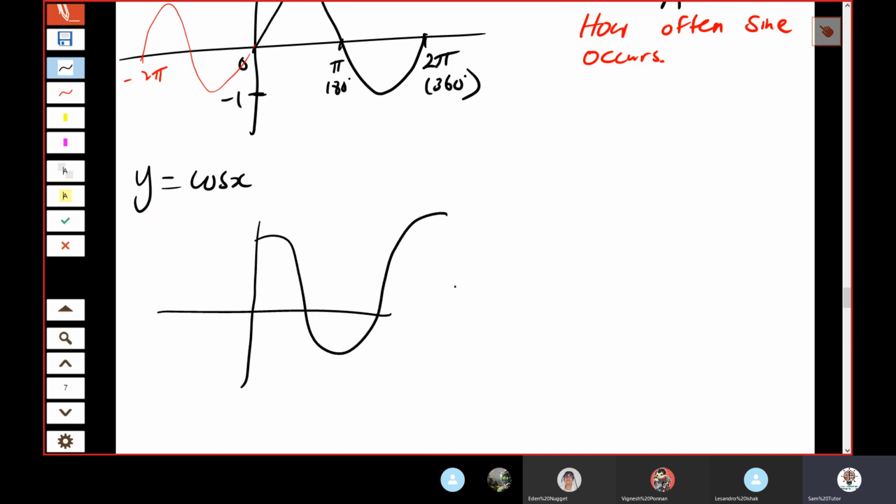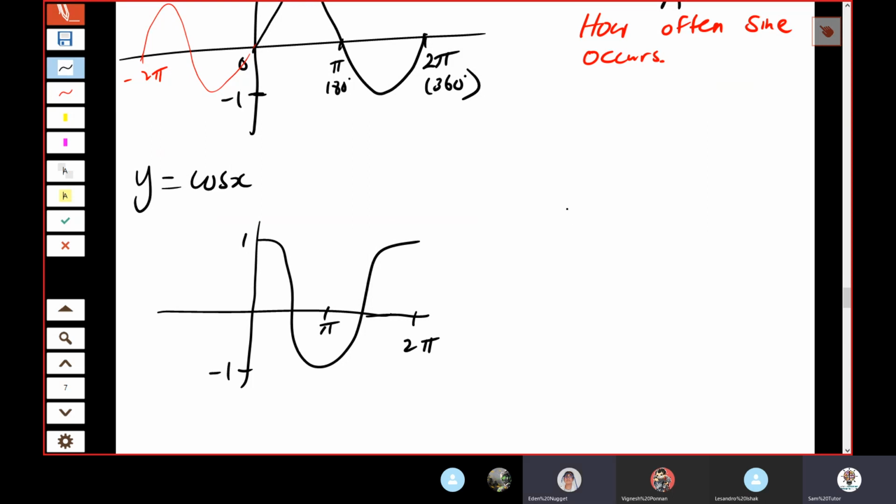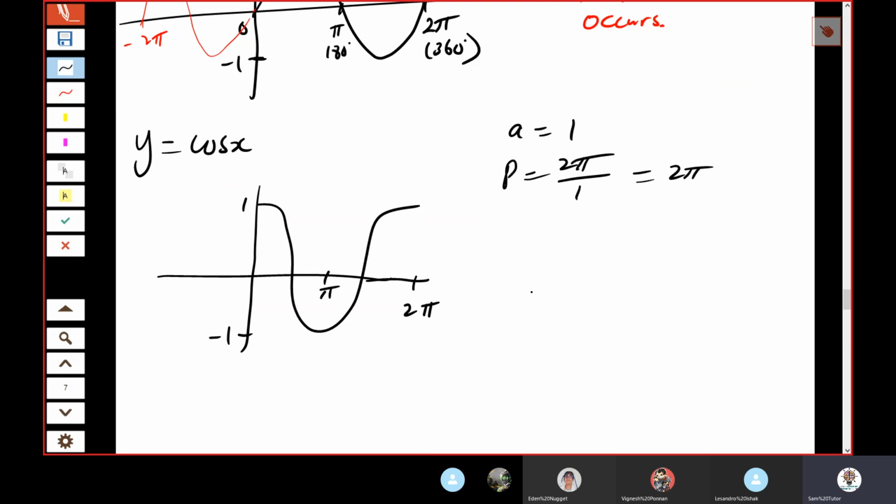Really bad, but pretty sure we get the idea. That's 2 pi. That's pi. 1 minus 1 because your amplitude is 1. Your period is still 2 pi on n, which is 1, which is 2 pi. Your amplitude is equal to 1. Any questions?